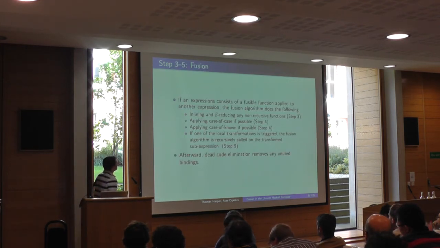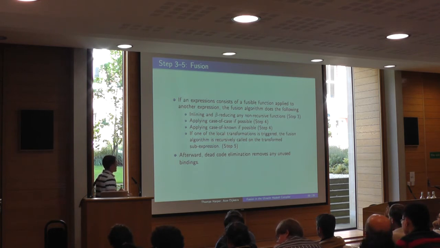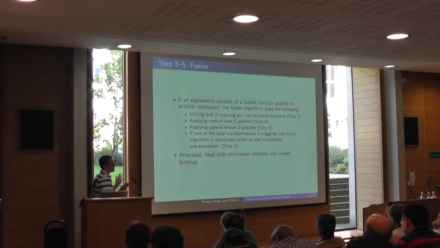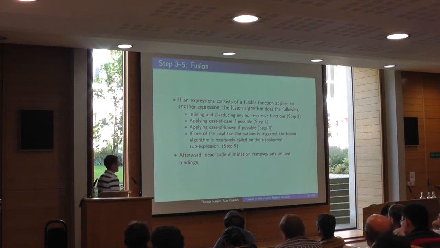So the fusion itself: if an expression consists of a fusible function applied to any expression, we assume that it's worth fusing, and that is a reasonable sort of assumption. So what do we do? We inline and reduce any non-recursive functions. And now the conversion functions, we assume we remove them all. That can be removed. If they can't be, they can be inlined away and made part of the optimization. We apply case of case if possible. We apply case of known if possible. And if one of the local transformations is triggered, i.e. the three things before that, the fusion algorithm is recursively called on the transformed sub-expression.